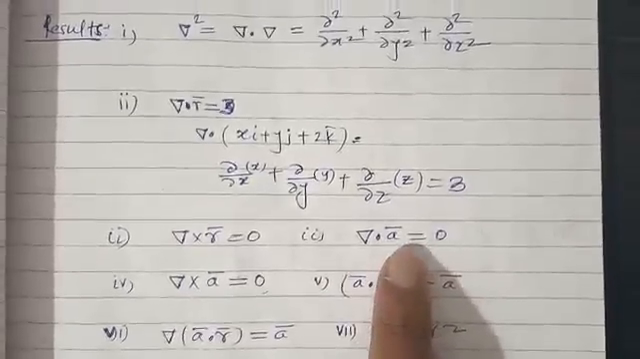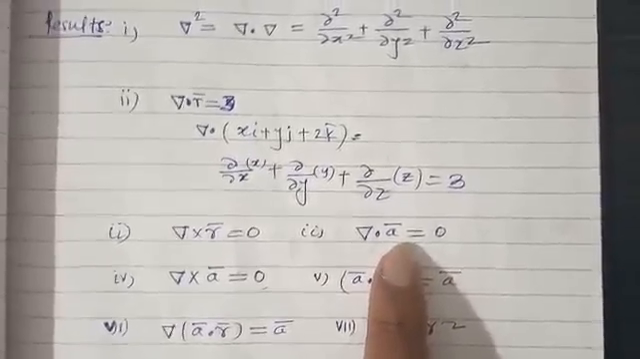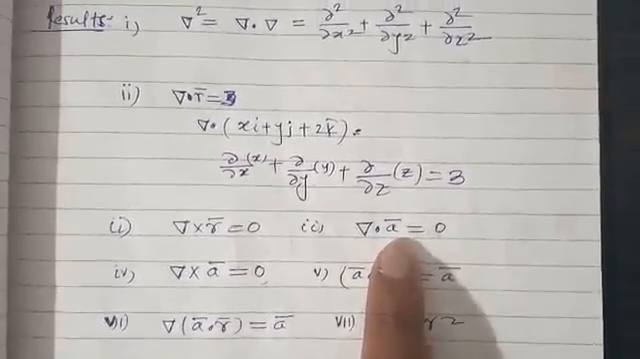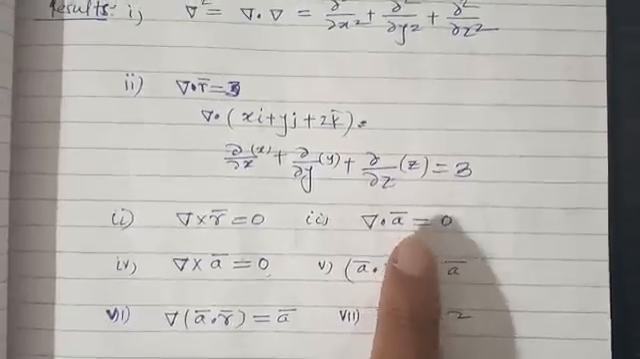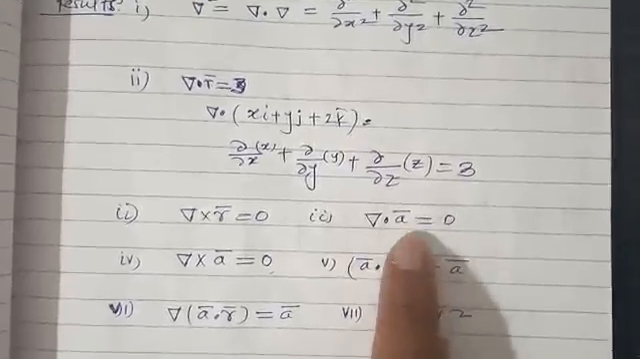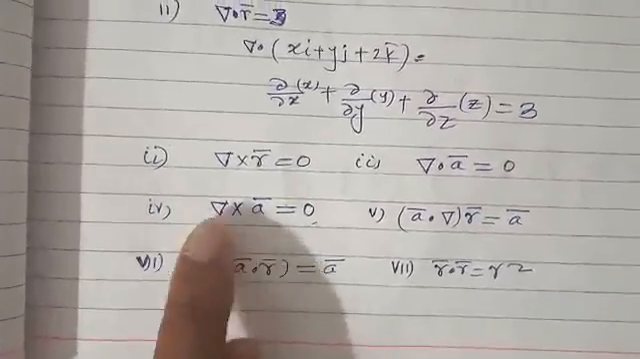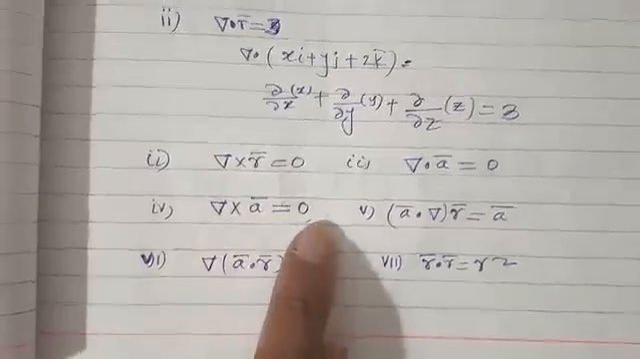Divergence of a bar equals 0. Here a bar is a constant vector, like i plus j plus k. The derivative of a constant is 0, therefore del dot a bar equals 0. Since a bar is a constant vector, the curl of a bar is also equal to 0.